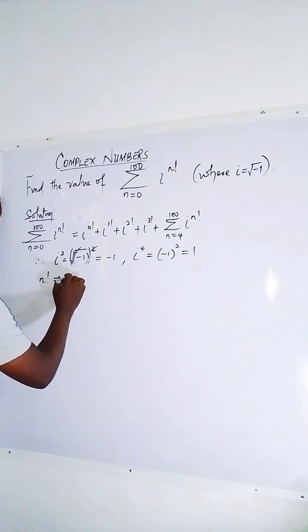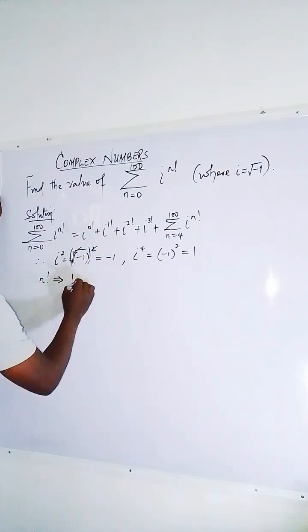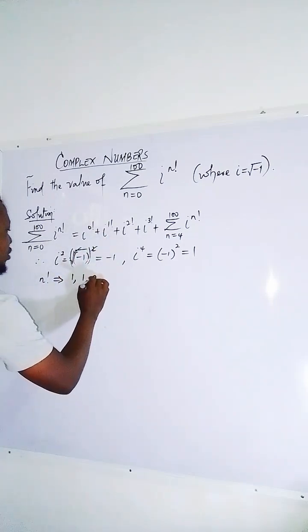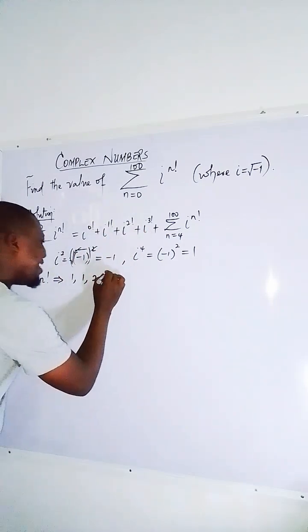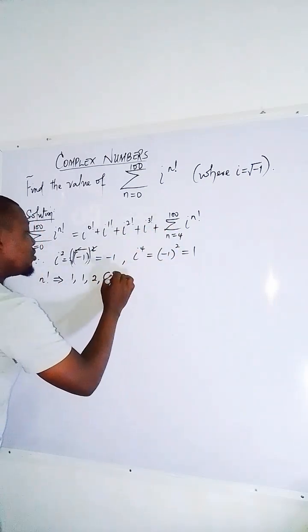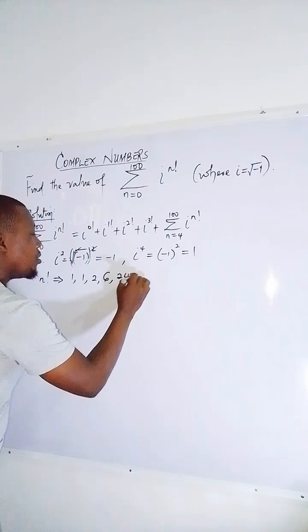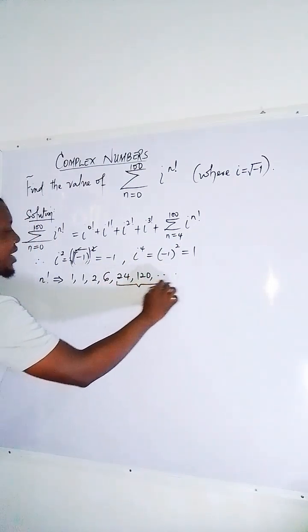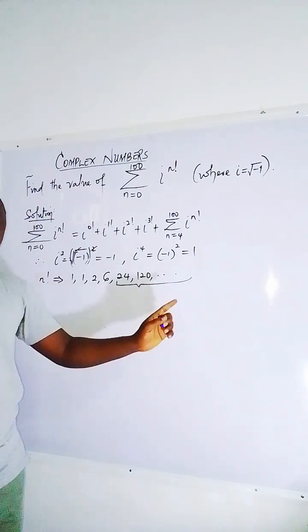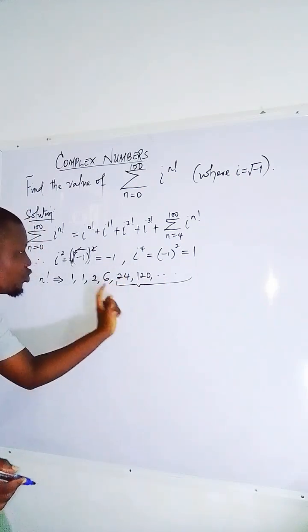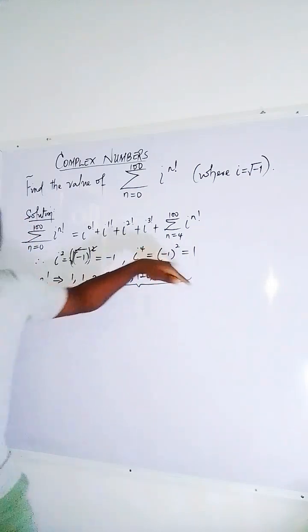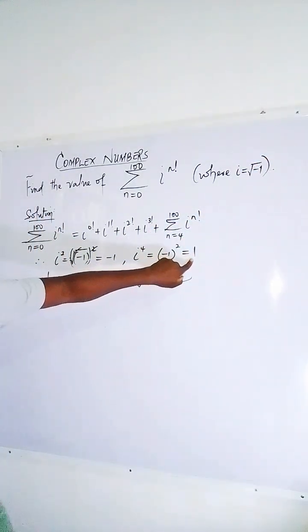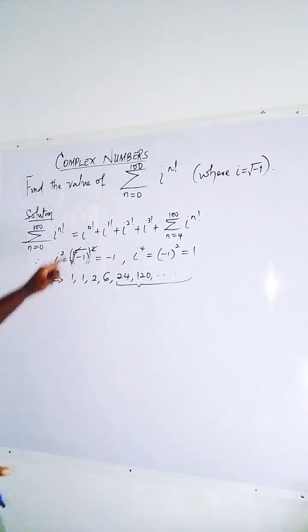If you start, 0 factorial is 1, 1 factorial is 1, 2 factorial is 2, 3 factorial is 6, 4 factorial is 24, 5 factorial is 120, continuously. From here, continuously, they are all multiples of 4. That means that when I raise i to any such power here, we are going to have 1, 1, 1, 1.